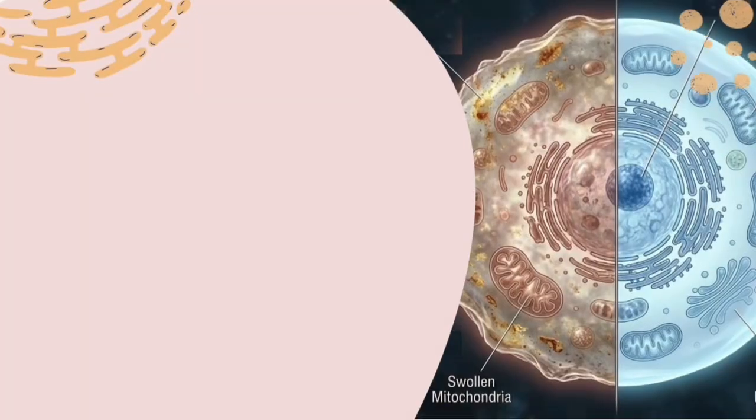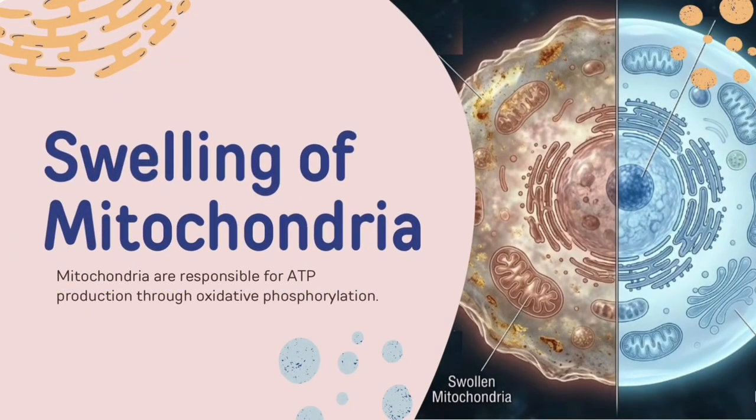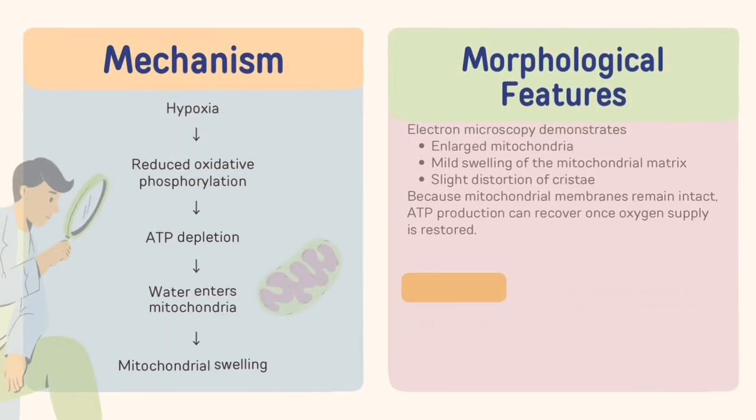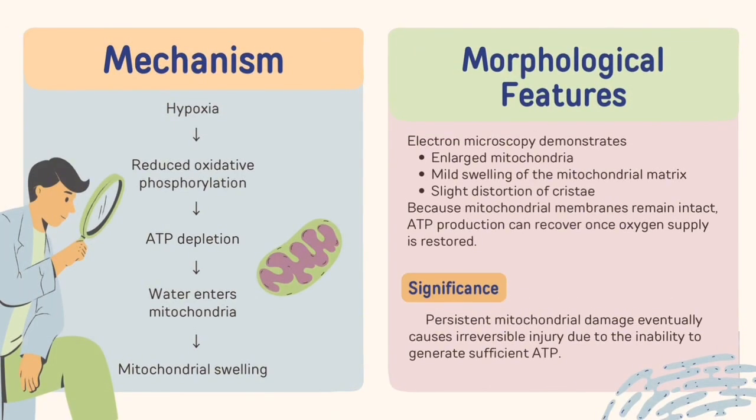Swelling of mitochondria. Mitochondria are responsible for ATP production through oxidative phosphorylation. Mechanism: first there is hypoxia, which reduces oxidative phosphorylation. Then there is ATP depletion, and water enters the mitochondria. Then the mitochondria swell.